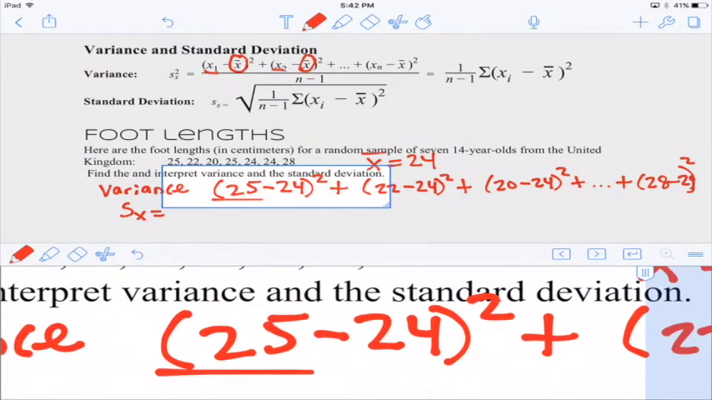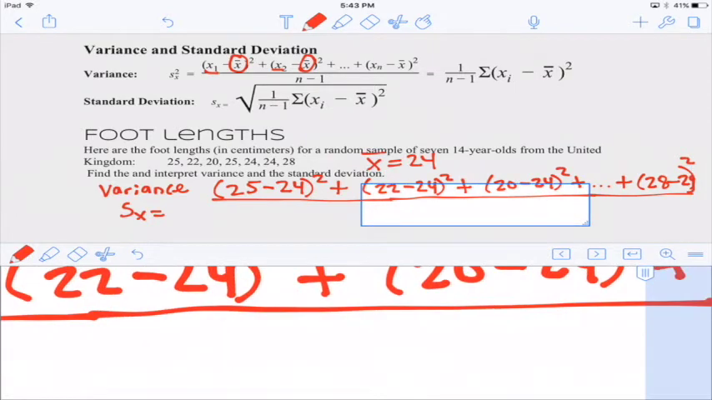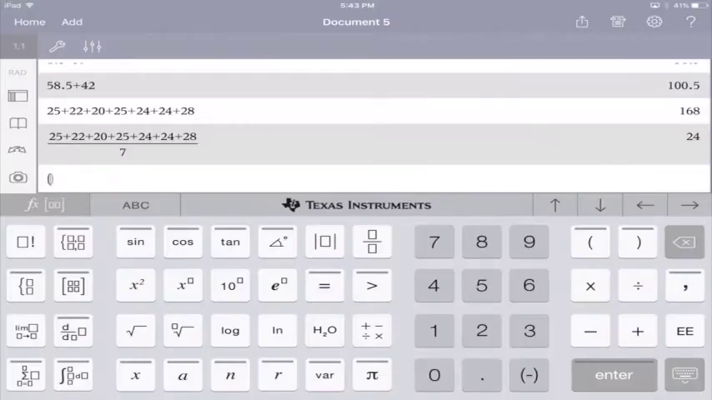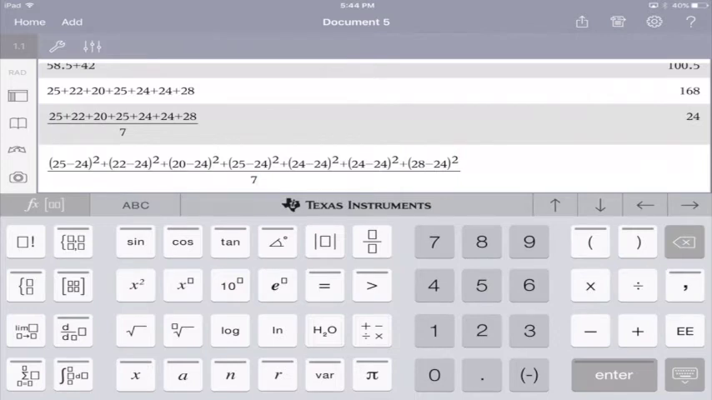all of that by n minus 1. So n was 7, so 7 minus 1, so 6. I'm going to plug all of that into my calculator. So there's what it all looks like. Make sure that you do all of this on your own. Make sure that you get practice typing it in. It will only help you.